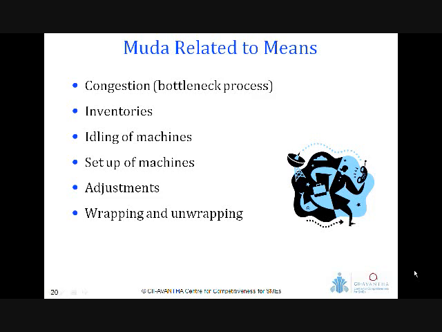Another scope area is Muda related to methods. It can be due to a bottleneck process. If methods are not properly designed, inventory will generate in between the process, which we call WIP. Man may be idle or machine may be idle. Setup of machine can take time, adjustment can take time, and extra wrapping or unwrapping is required. So these are the areas we can see in method where we can find ideas for Kaizen.